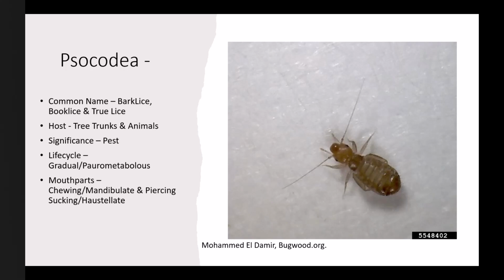Intermediates and seniors need to know all of the specimens in this group, but juniors only need to know one species. The host is going to vary: tree trunks or some sort of an animal. They are all considered pests, have the gradual parametabolous life cycle, and they have chewing or mandibulate mouth parts, or it could be piercing and sucking like with many of the lice.